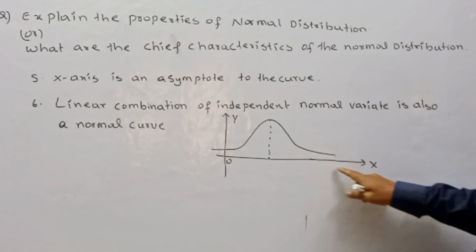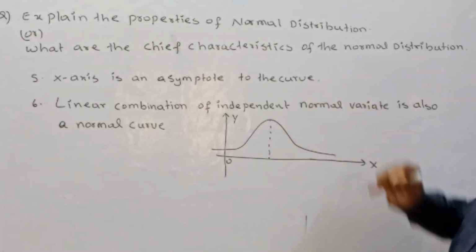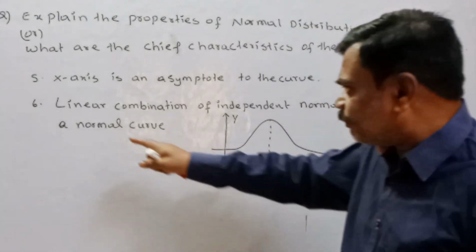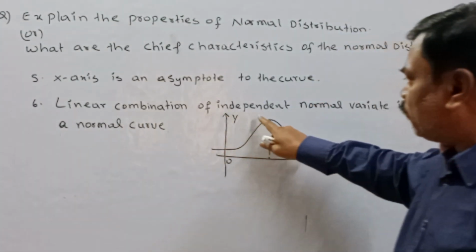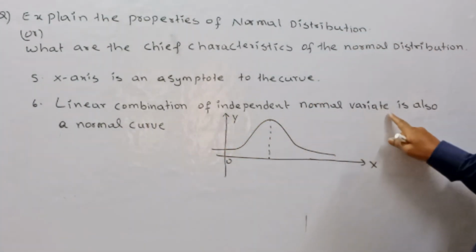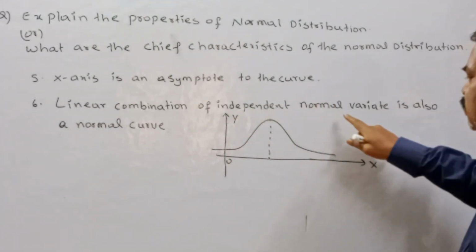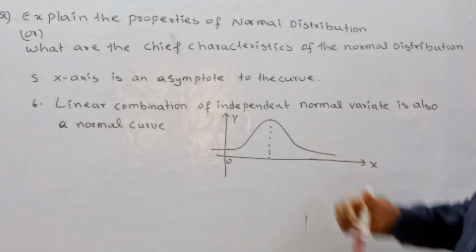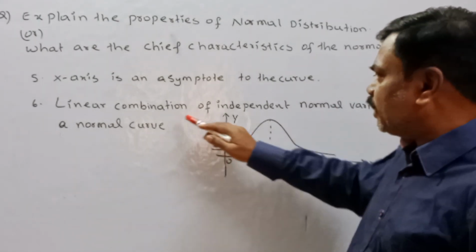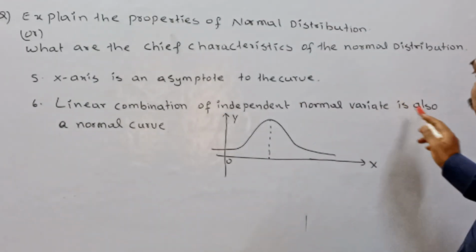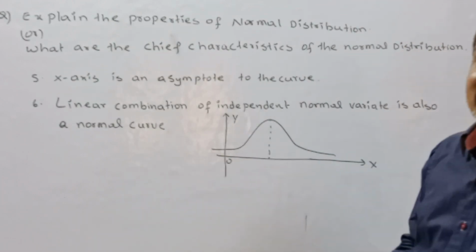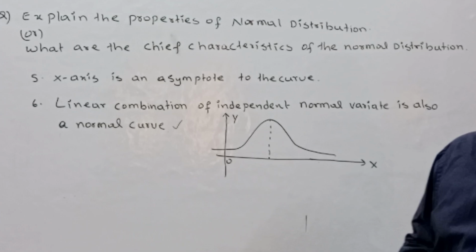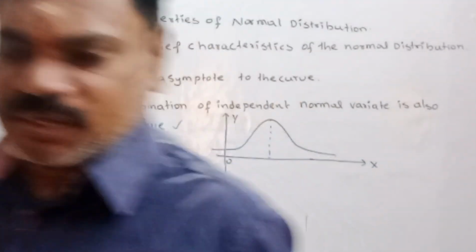So we say the x-axis is the asymptote to the curve. Okay, all of you. So next, the sixth property: a linear combination of independent normal variates is also a normal curve. This is the sixth property of the normal distribution. Okay, all of you, that's all.